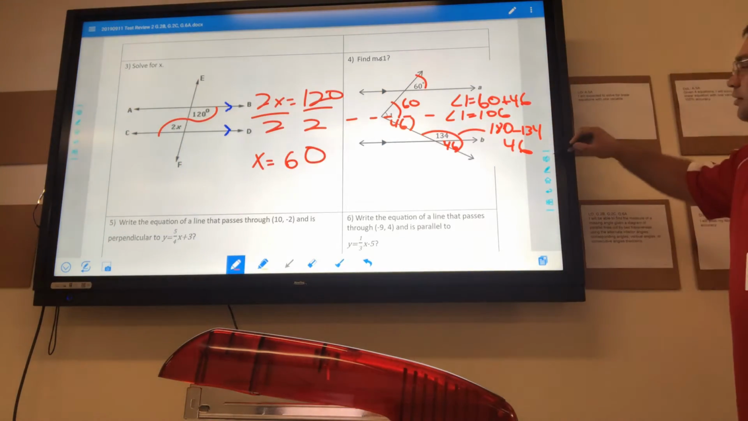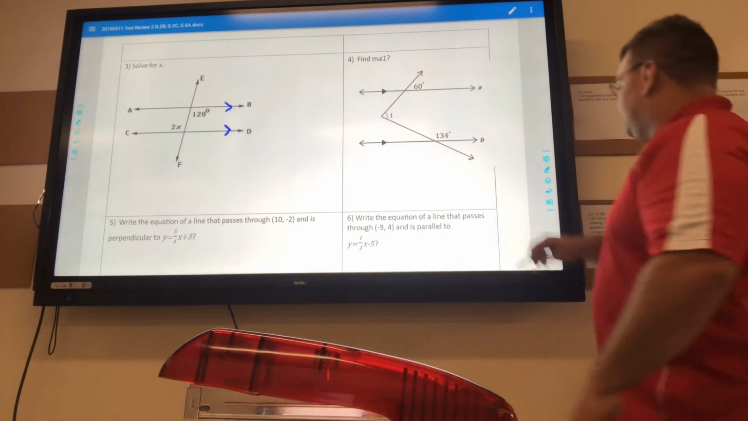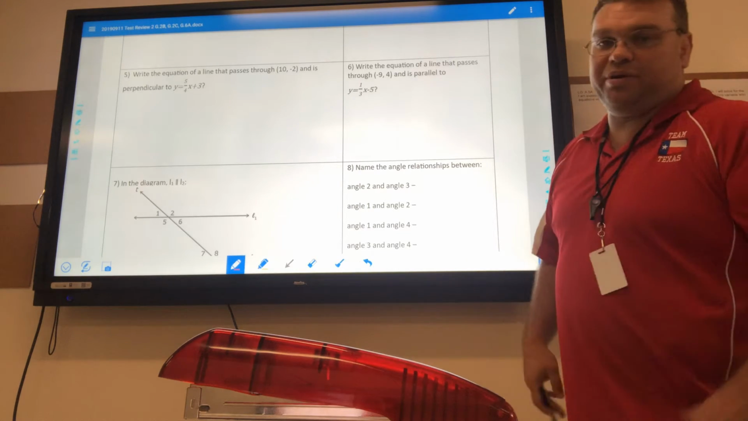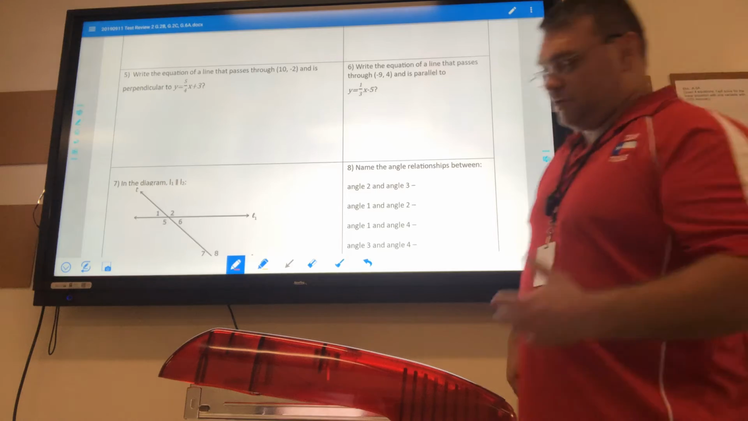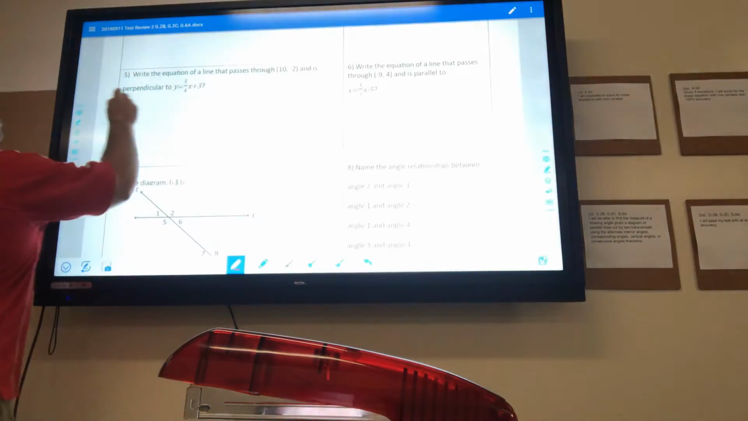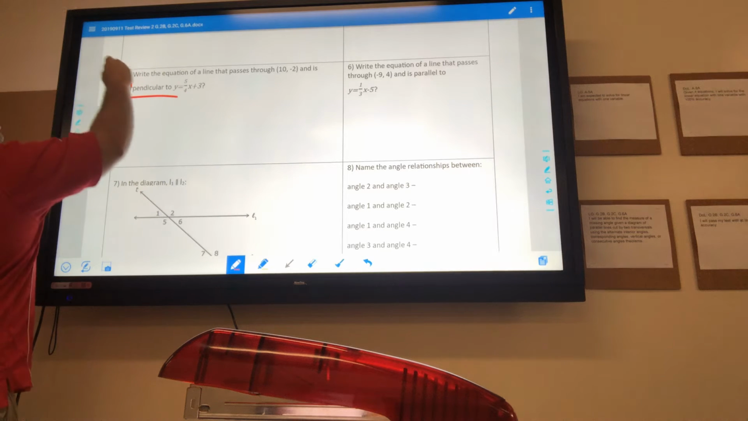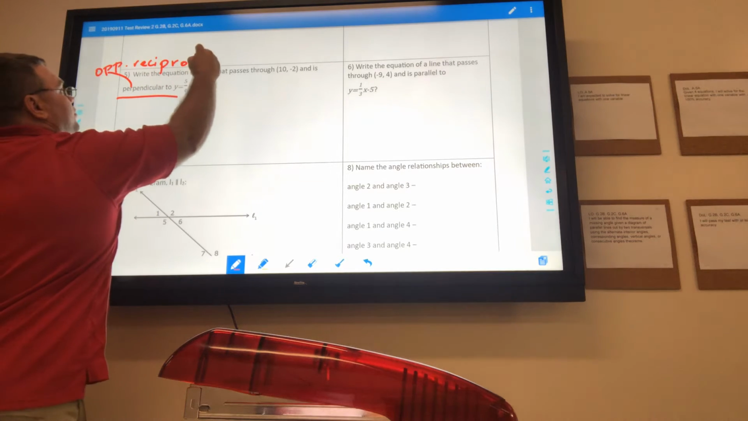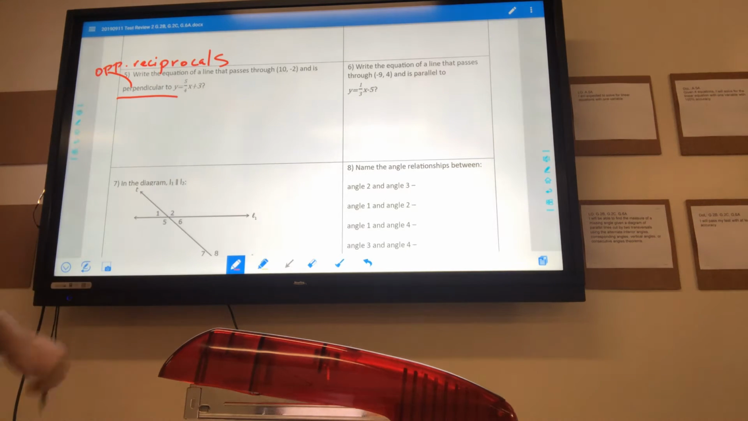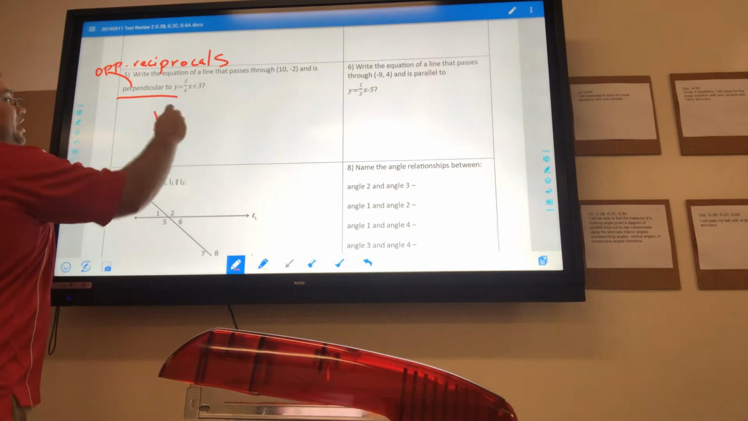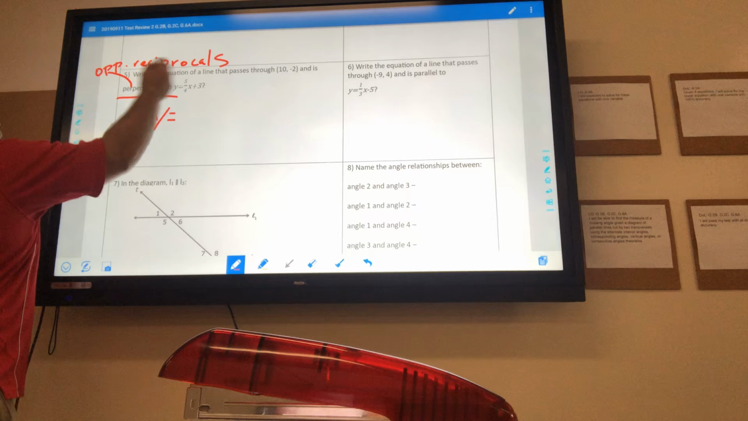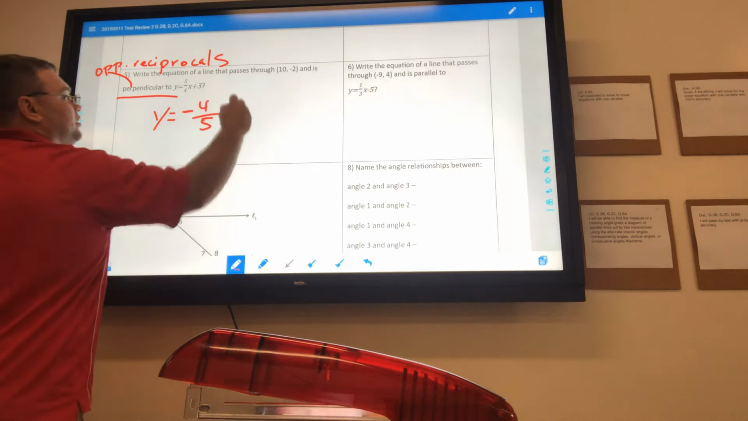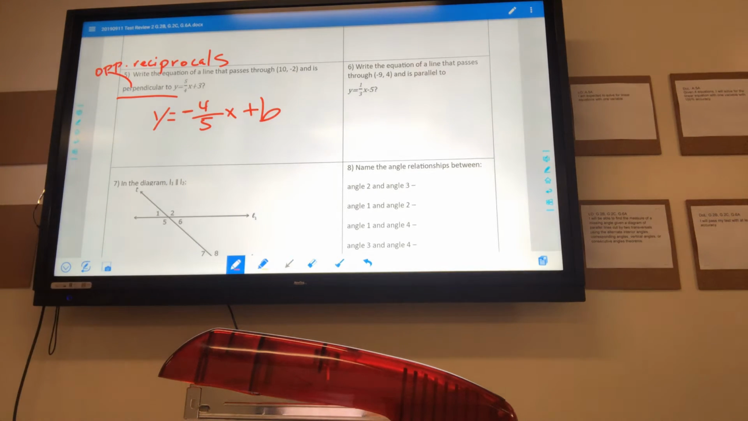Hopefully you guys can see it. Next problem. This one I'm checking to see if the lines are parallel or perpendicular, so you have to pay attention to what you're reading. This is perpendicular. That tells me they have to be opposite reciprocals. So my next line has to be the opposite and flipped. The opposite of positive is a negative, and I flip the fraction, and I go plus b.